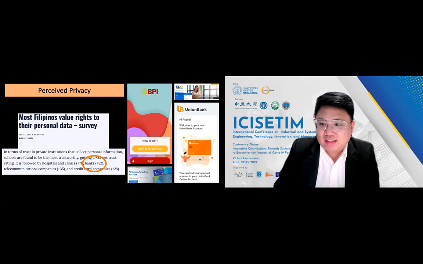As such, given the high regard of Filipinos for privacy, it may not necessarily be significant in terms of eKYC, given that this is already being pervasively implemented.